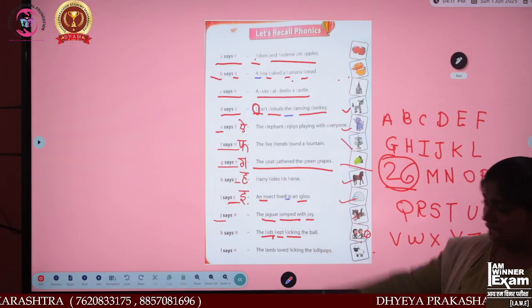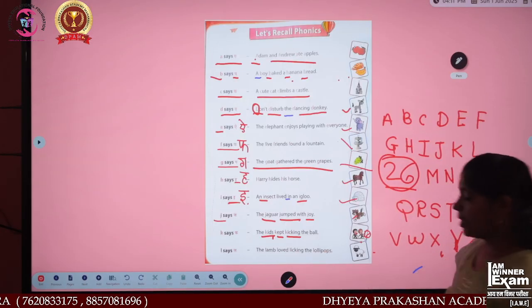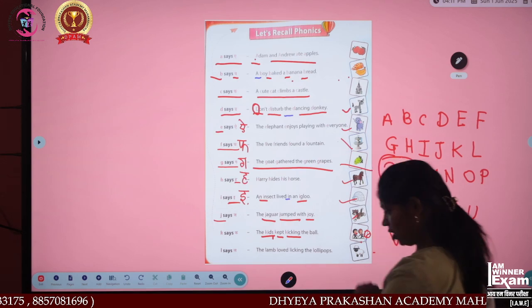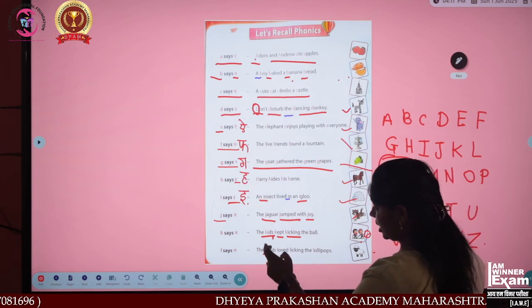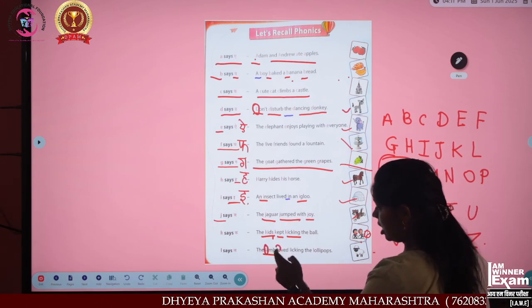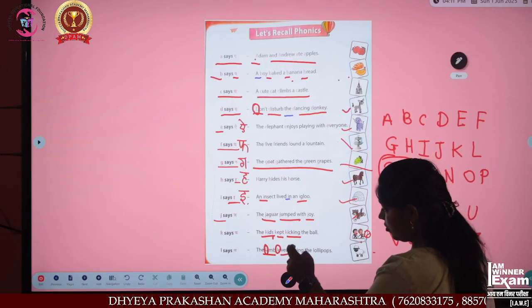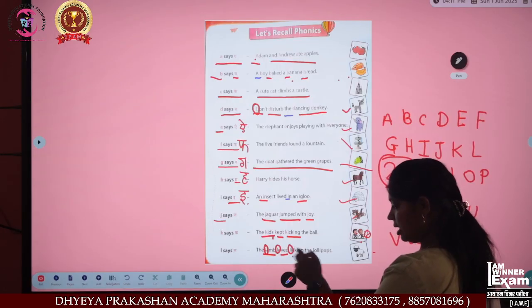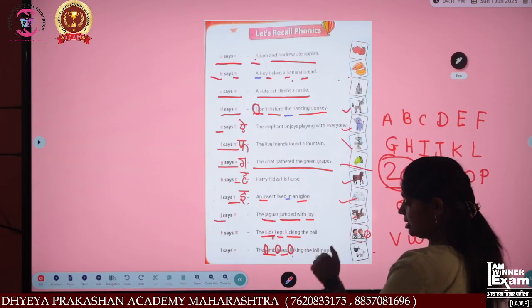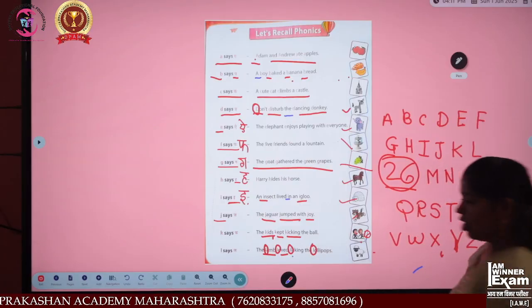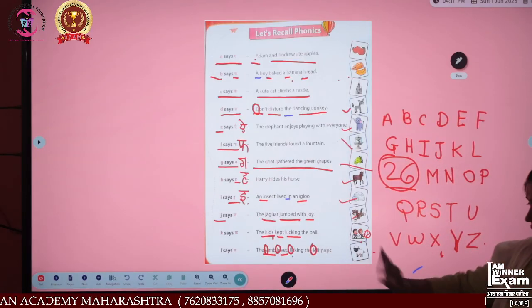Next, last one is L says love. The lamb loves licking the lollipops. Lamb. L says love. Licking. Loves. In the word lollipop, L says love.